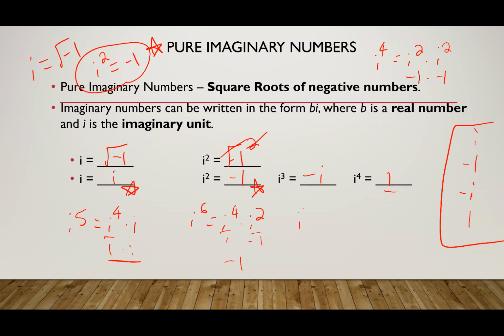i to the seventh is i to the fourth times i to the third. So again, it's 1 times i to the third, which is negative i. So it's always going to be the same as this. And i to the eighth will be the same as this. And it keeps repeating. It repeats this pattern every 4 times.